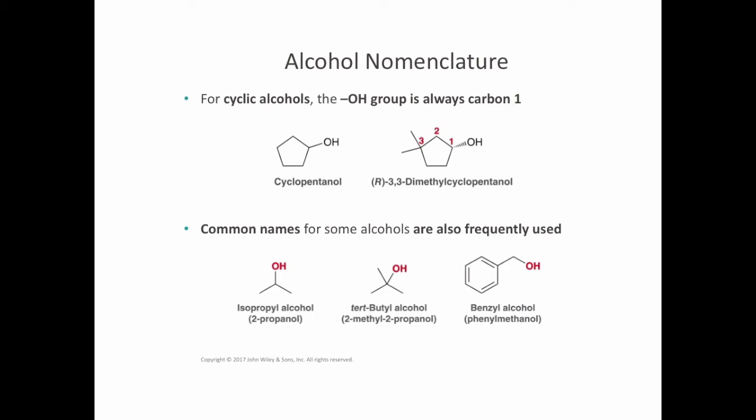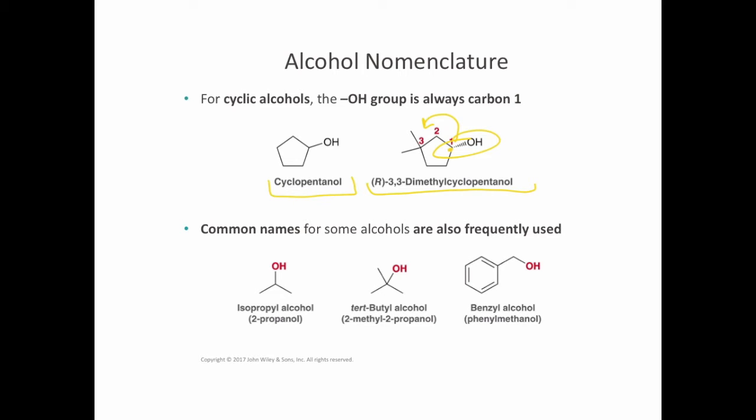For cyclic alcohols, the OH group is always on carbon 1. So this would be cyclopentanol, and you don't have to then indicate that it's on carbon 1 because that's assumed. This would be R-3,3-dimethylcyclopentanol. So you number with this being carbon 1 in this direction because that gives the next substituents the lower possible number. If you numbered in the clockwise direction, that would be at carbon 4, which is a higher number. So there's two methyl groups, therefore you say dimethyl, and they're both on carbon 3, so you use that number twice. And then you have to also indicate the stereochemistry of any chiral centers in your molecule.